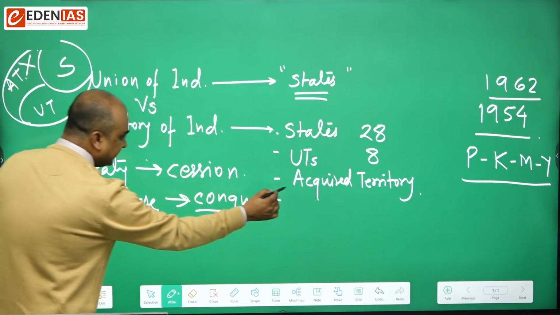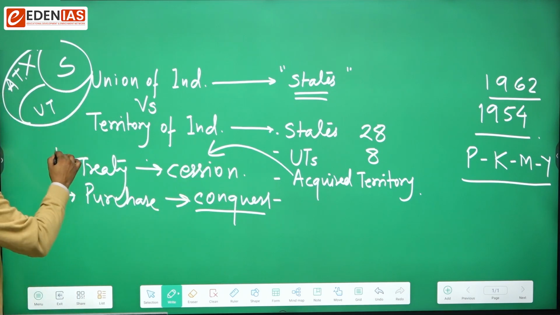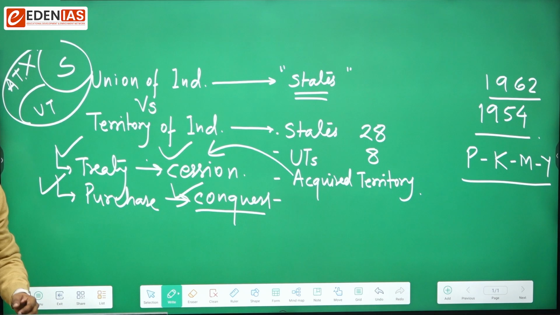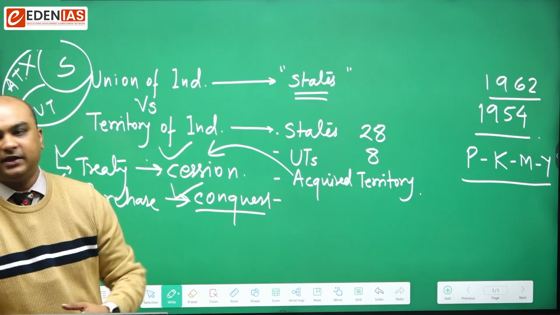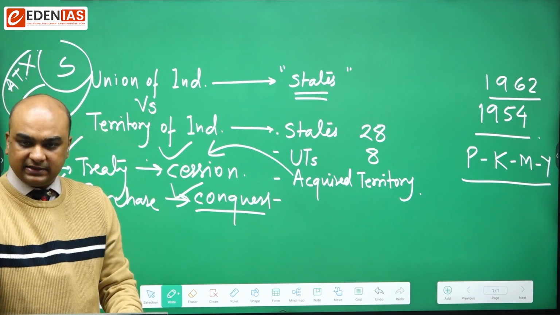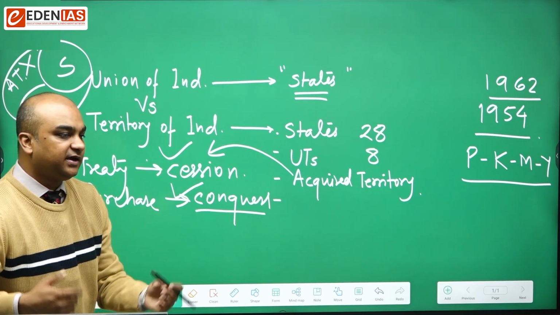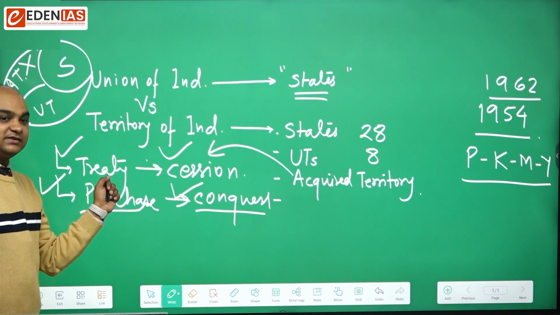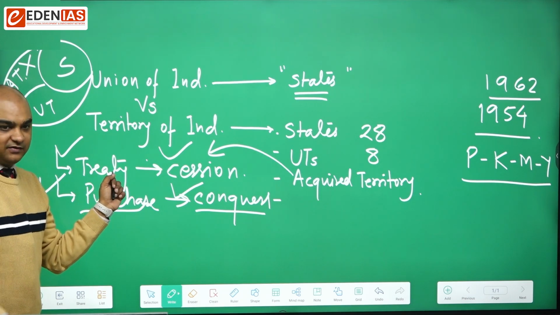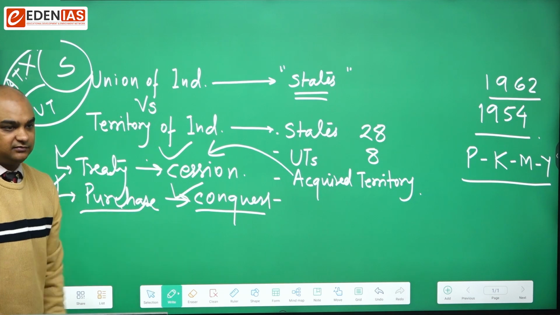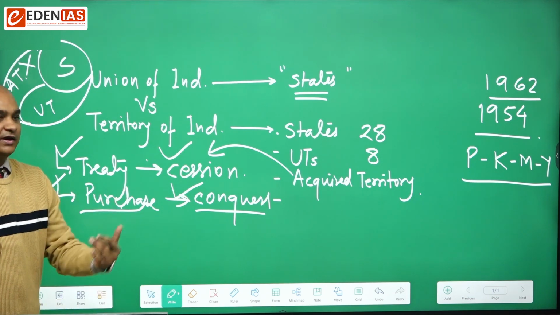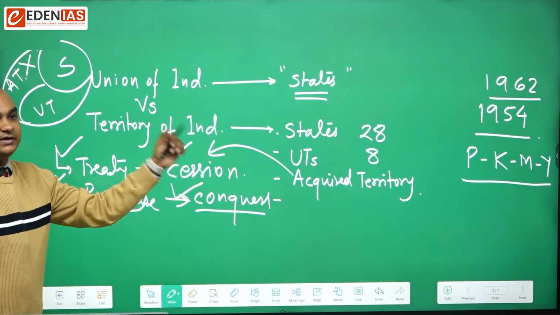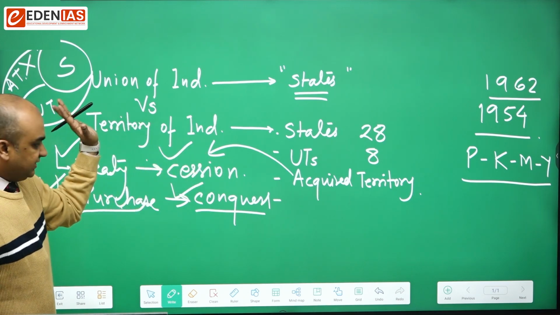Now, acquired territory can be obtained either by treaty, cession, purchase, or conquest. Treaty means you sign a treaty with any other country, like it could be after the culmination of a war, and that's how you get the particular geographical area in your kitty. Purchase means you pay for it. Treaty could be the outcome of a war or a tussle, whereas purchase could be a pure business transaction. You pay for it and you get the piece of land. That would be then ruled as acquired territory till such time as Parliament decides to legislate on it.